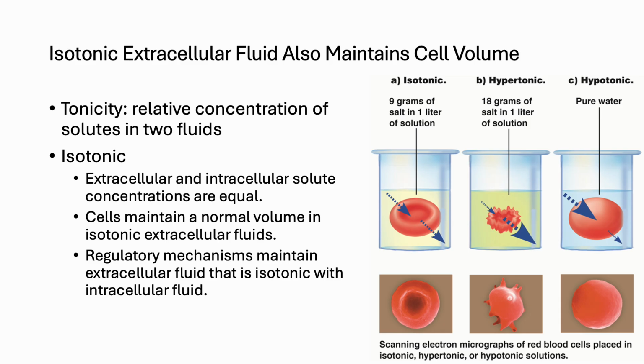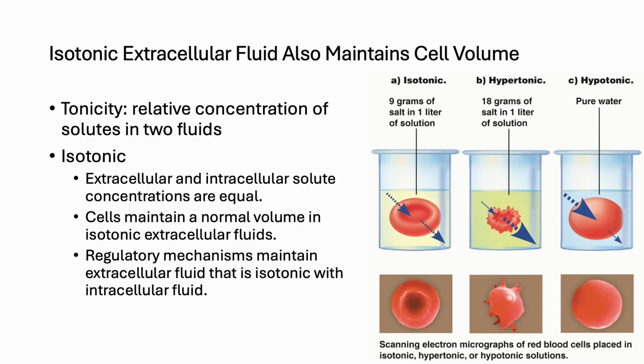Tonicity refers to the relative concentration of solutes inside versus outside of the cell, and it has a direct effect on cell volume. In an isotonic environment, solute concentrations are equal inside and outside of the cell, meaning water movement in and out is balanced. This allows cells to maintain their normal size and function.